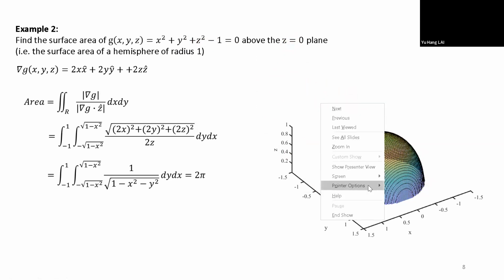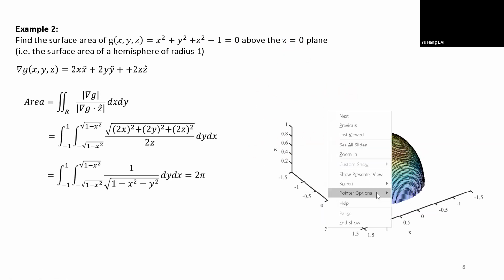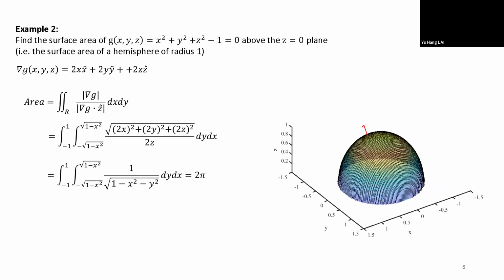So of course, again, we need to find the normal vector. The normal vector this time will point something like this. And this is the integration region that we'll need to take care of. The integration region will be a circle in the xy plane. So now I'm just using the same formula here.